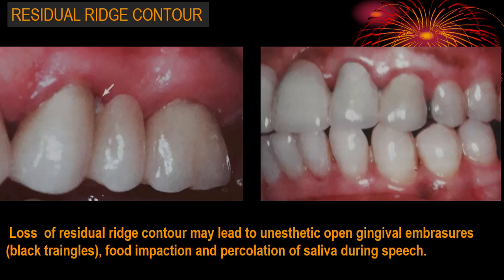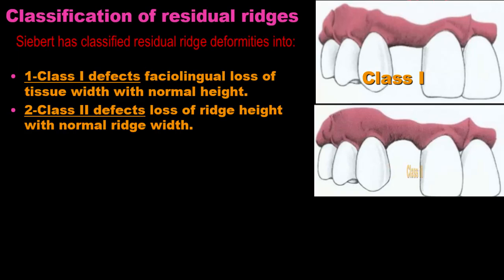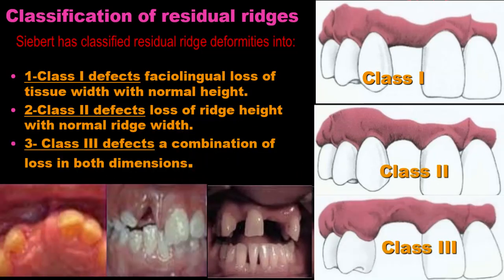Tissue augmentation or gingival surgery to the area to correct it. Residual ridge defect is a common problem, classified into three classes.